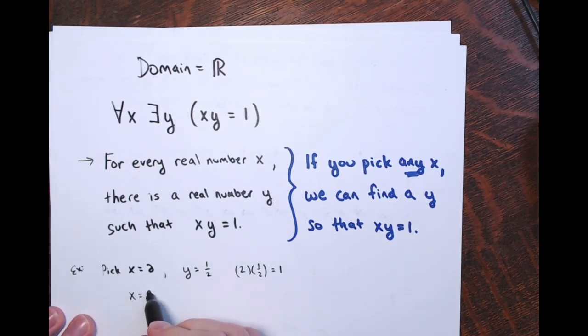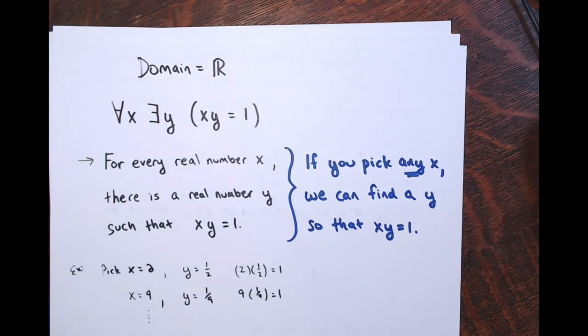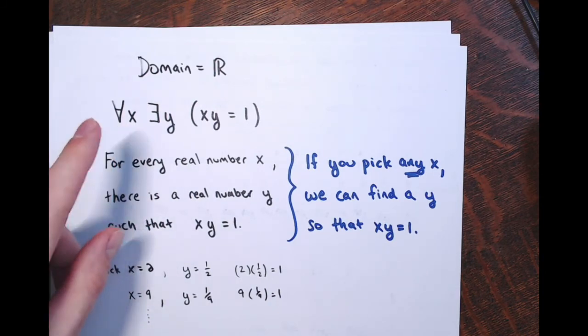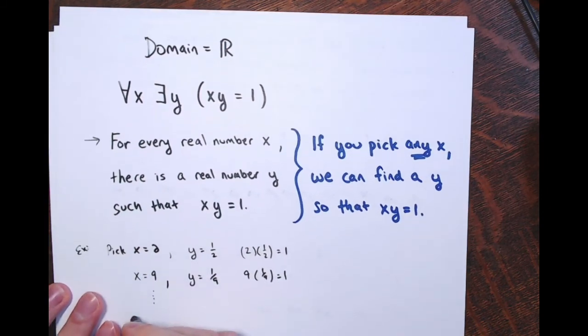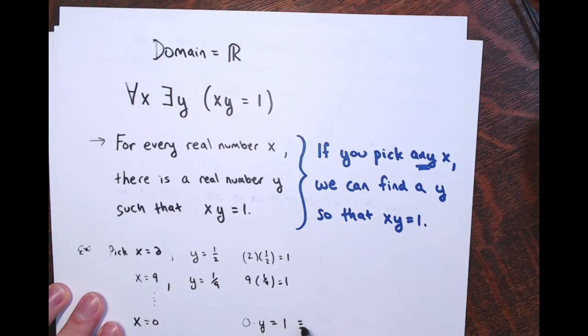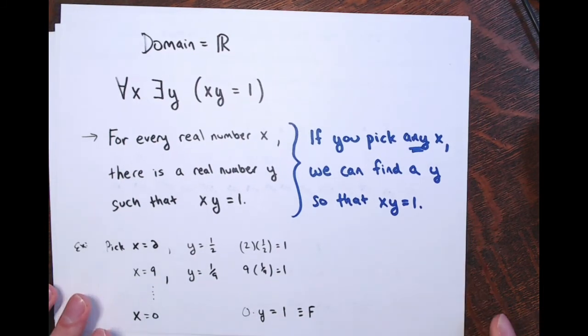For x equals 9, y would be 1/9. 9 times 1/9 equals 1. I could do that all day long, right? Pick a real number, then do 1 over that number. This is true for every real number except 0. What if I picked 0? Yikes. 0 times any y equals 1 is going to be false. That is going to be a false statement.